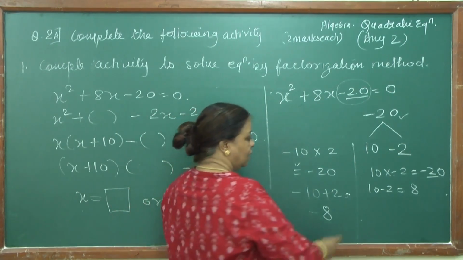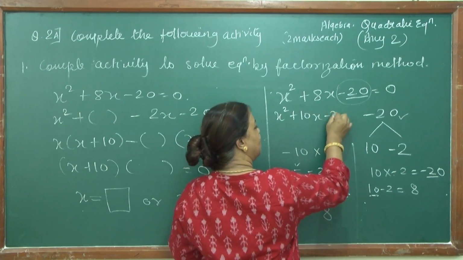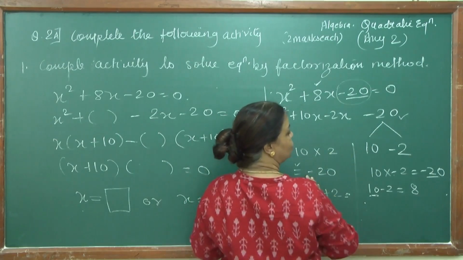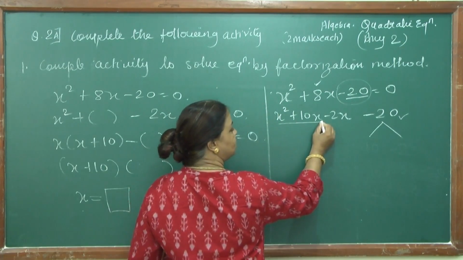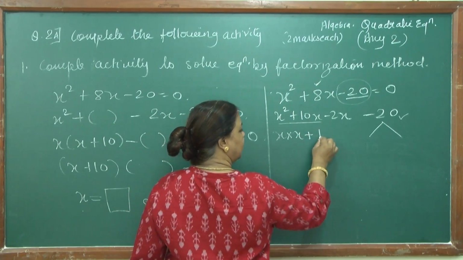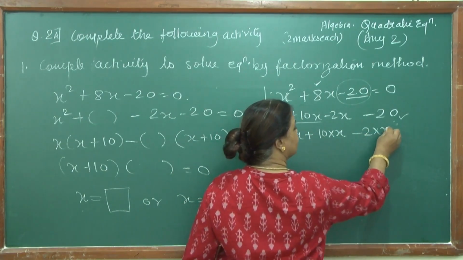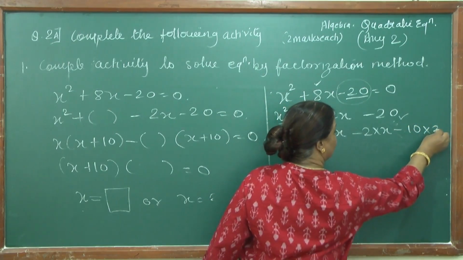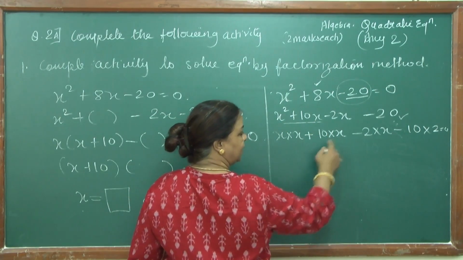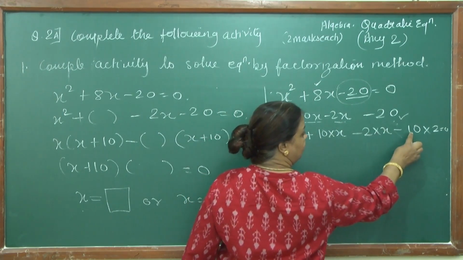Okay, so the expression is x square plus 10x minus 2x. 10x minus 2x is 8x and the final number is minus 20. Clear? Now from here I have to select the common. This is x square, that means x into x, plus 10 into x. Okay, now here minus 2 into x, minus 10 into 2 is equal to 0. See, I am bifurcating this: x into x, 10 into x, minus 2 into x, that is minus 2x, minus 10 into 2.